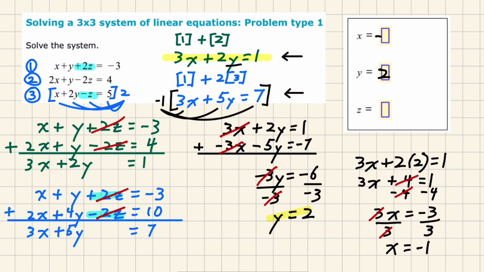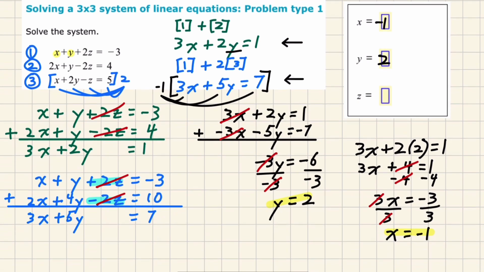We've now found a second value. X is negative 1. And now that we have two values, we can go back to any of those original 3 equations that have all 3 variables, substitute in this x and y, and be able to solve for z. Again, it doesn't matter which one we use, so I'll just use the first one.